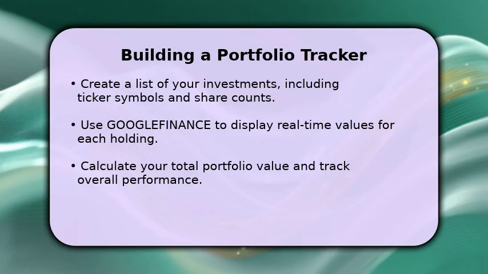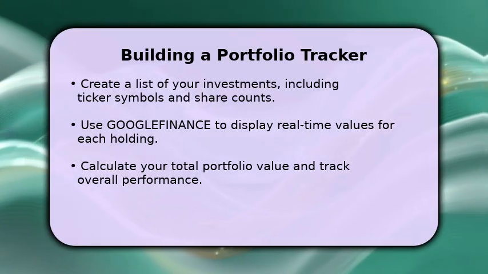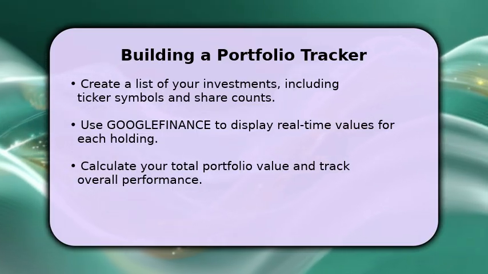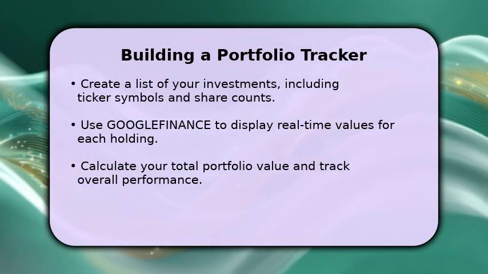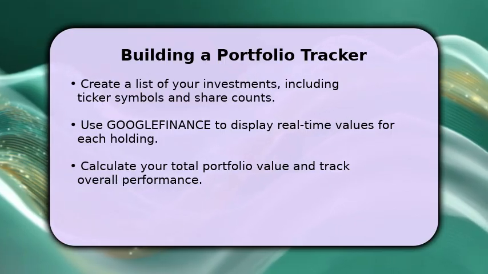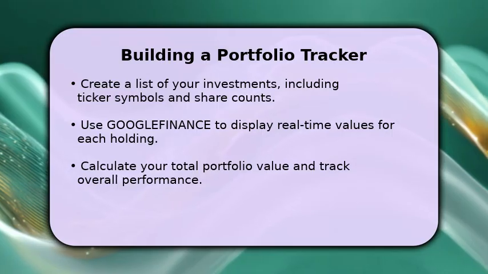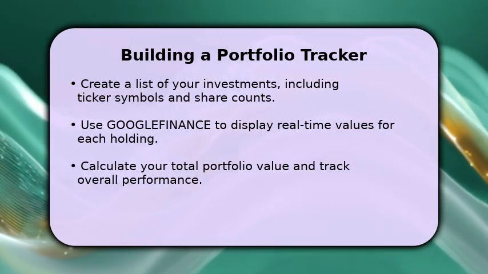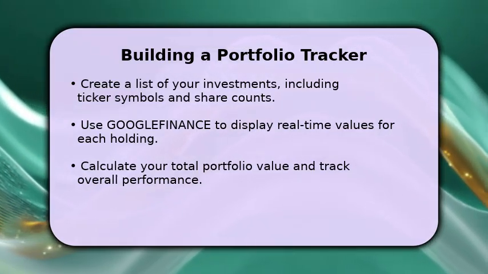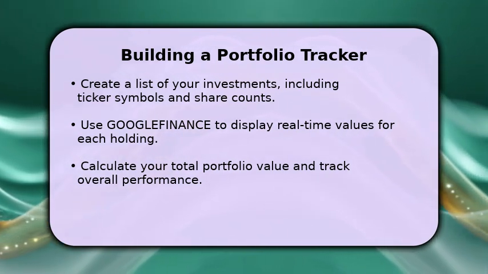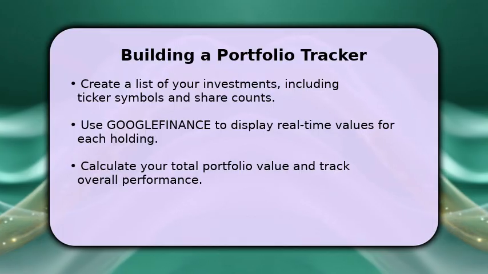Now, let's build a simple portfolio tracker. List your investments with their ticker symbols and the number of shares you own. Then, use the GOOGLEFINANCE function to pull in the real-time price for each stock. Multiply the price by your share count to see the current value of each holding. Sum these values to get your total portfolio worth. This setup allows you to continuously monitor your investments, track performance, and stay informed about market movements, all within one convenient sheet.